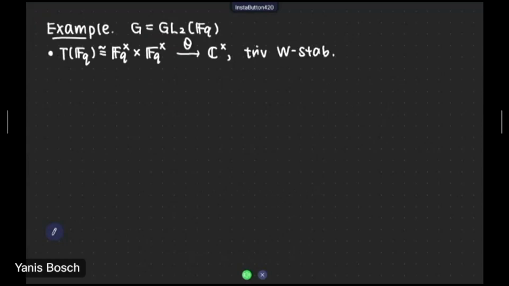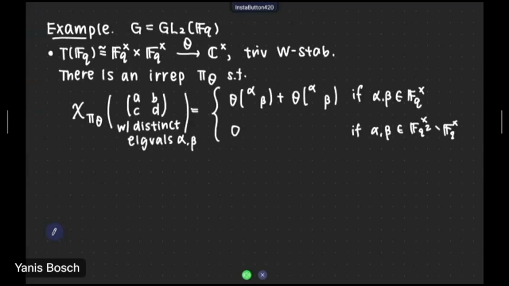If you haven't seen GL2 FQ before, I would like you to think of SL2R in this case, as I go through this slide. And so in this first example here, this is the diagonals inside GL2 FQ. That's like diagonals inside SL2R. If I take a character on this thing, a very special character, it turns out that there exists an irreducible representation of GL2 FQ that has this very nice character formula.